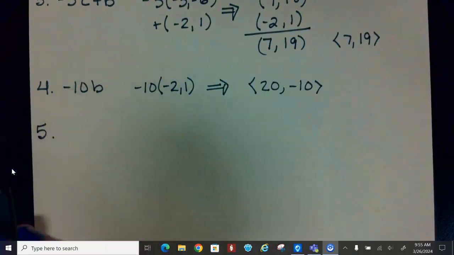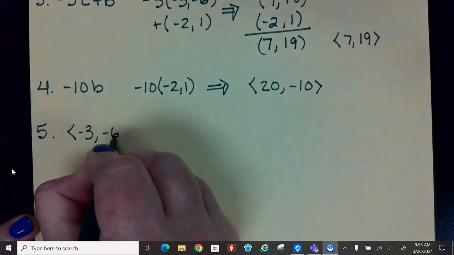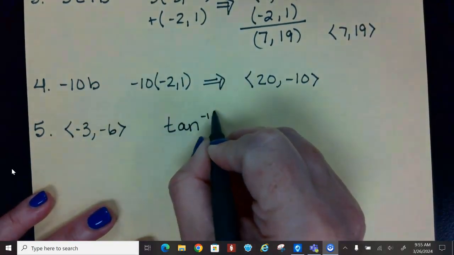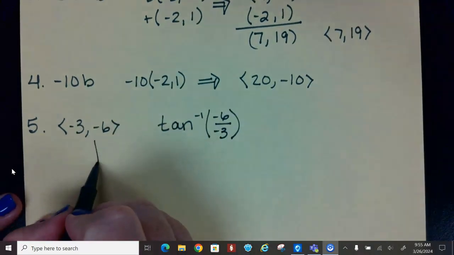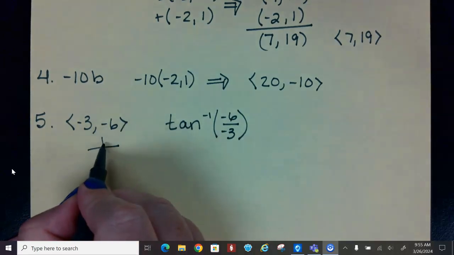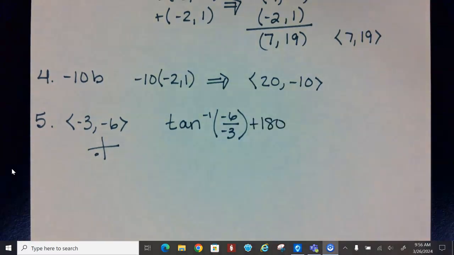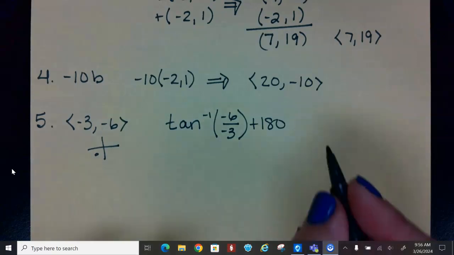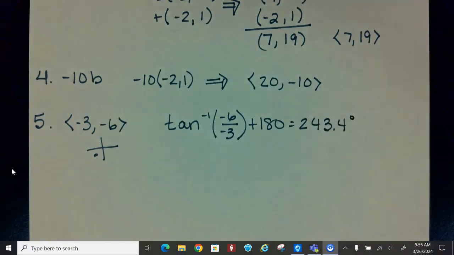Number 5. We want the direction of c. So c is negative 3 and negative 6. So this is the inverse tangent of y over x. Now if we take a quick look here, if I were to graph, that puts me in quadrant 3. So we do need to tack on that plus 180. Now let me do this real quick. And I got 243.4 degrees. Okay, and that's it.